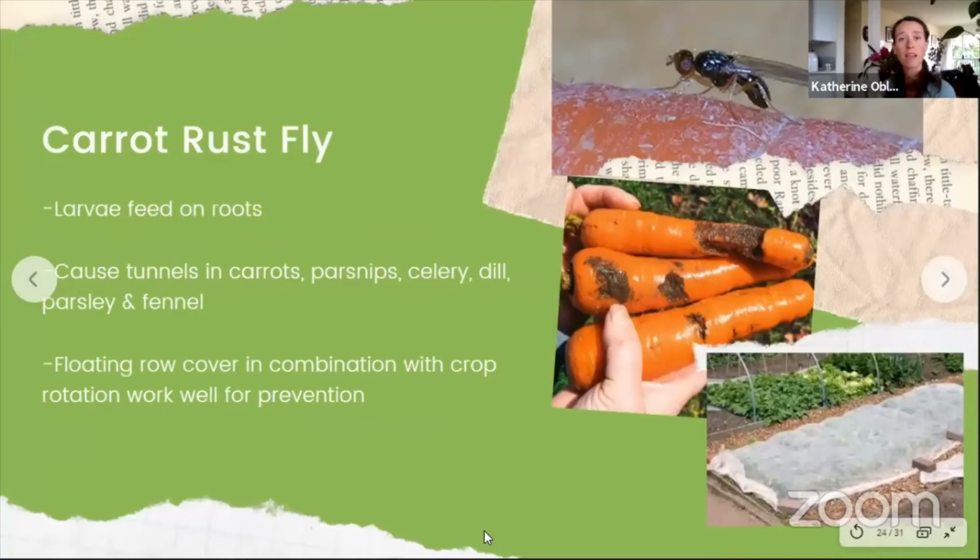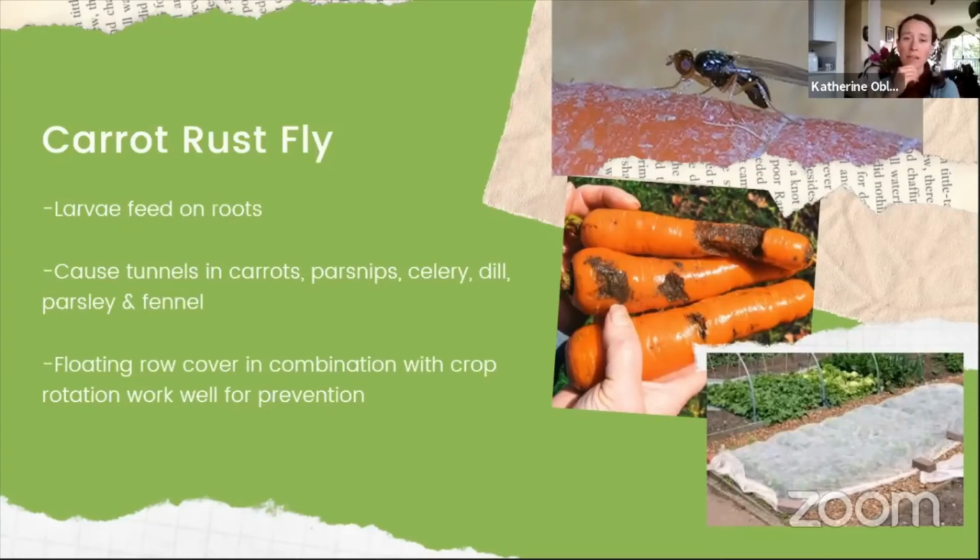Carrot rust fly can really ruin your carrots. It's sad, especially when you've been eagerly watching them grow and develop. The top of the carrot looks good, and you pull it up, and a little larva has fed on the root. It's tunneled its way through. And once again, it opens it up to other pathogens to come in and rot to take over.